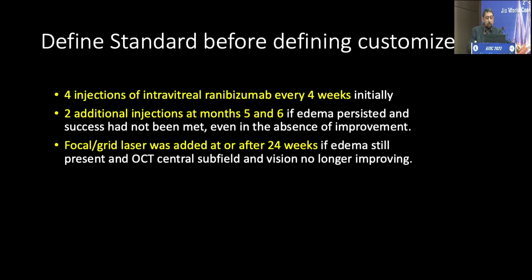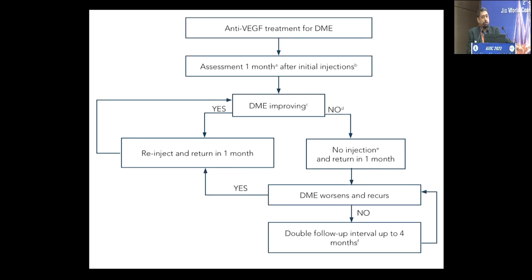Before we define anything, for the sake of this discussion, we have to know what was considered standard treatment. Standard treatment was considered as 4 injections, then a 5th injection and a 6th injection over a period of 6 weeks, and laser at 24 weeks if it didn't work. This was the studies. We have to keep this aside, but we just have to know what was meant by standard. And this was how treatment was managed.